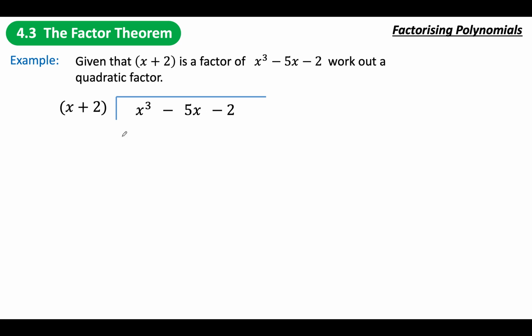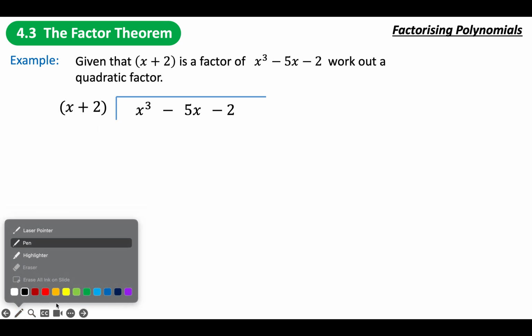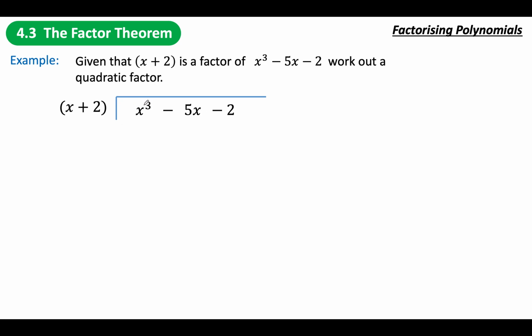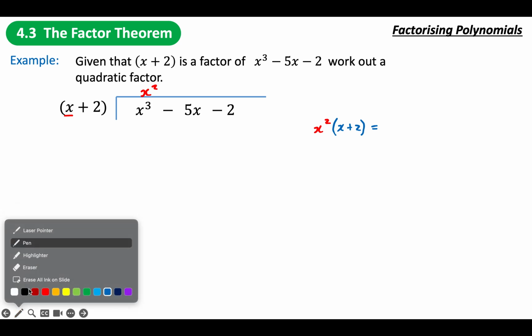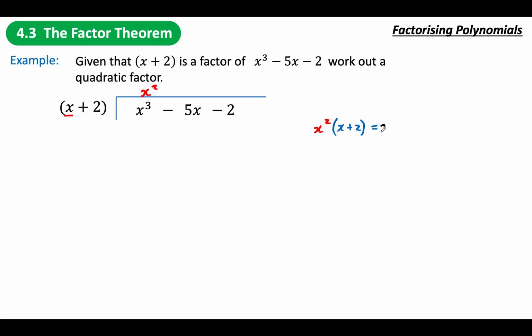Okay, so let's set up my bus stop again. And let's do the same thing again with the colour coding. I think that's good. X cubed divided by this x leaves x squared. Now I'm going to put that over on the side. I'm then going to change to the blue and write my original factor next to it, so x plus 2, and then we expand that bracket to see what we get. X squared times x is x cubed, and then 2x squared is what we're left with. So bring that over here. X cubed plus 2x squared.